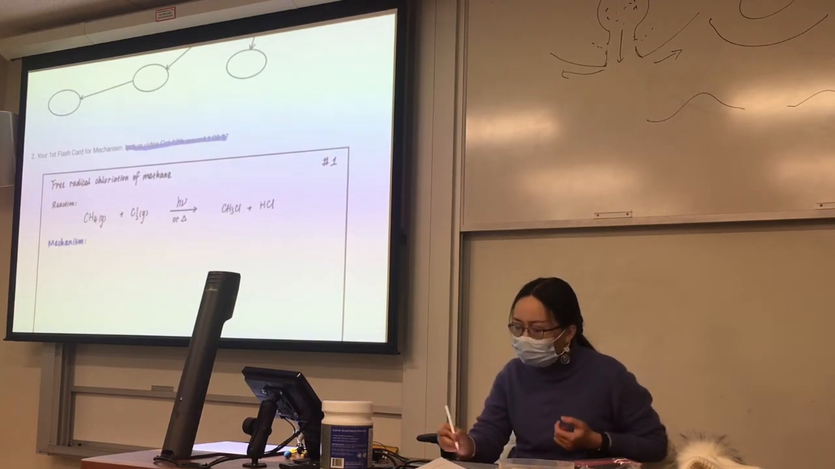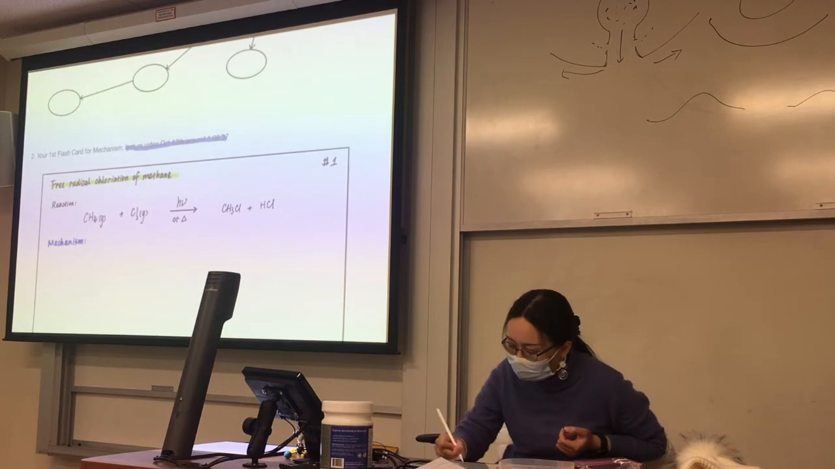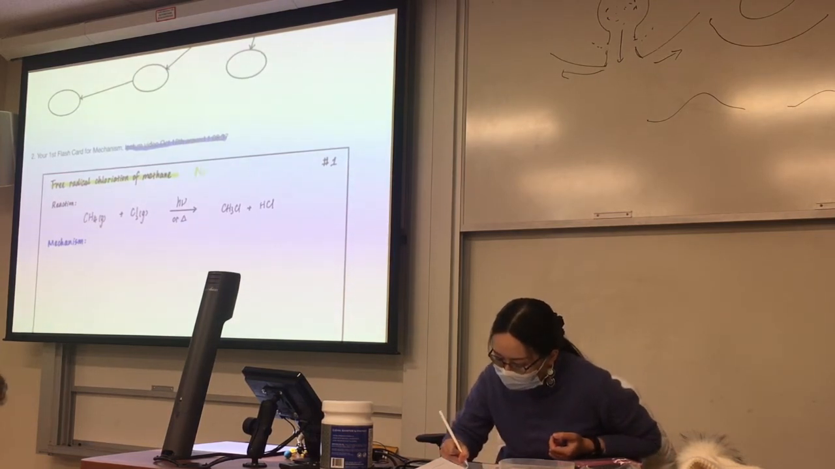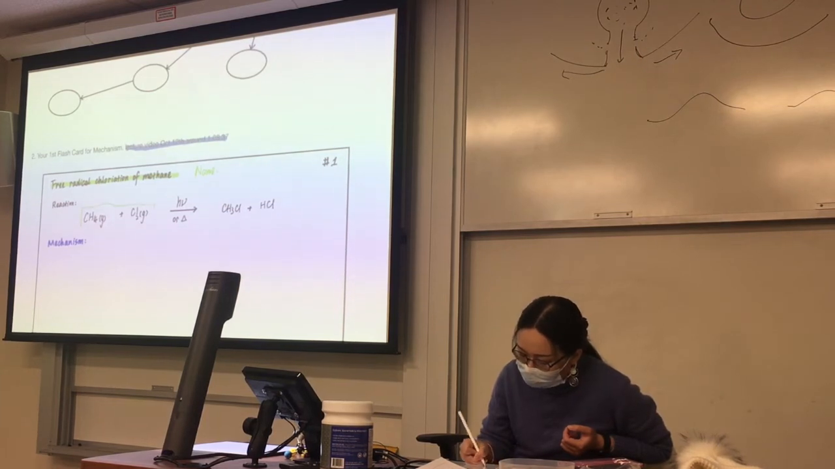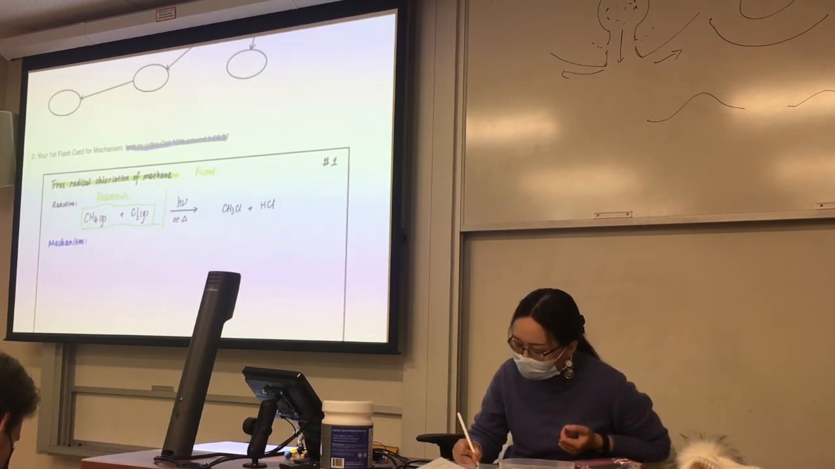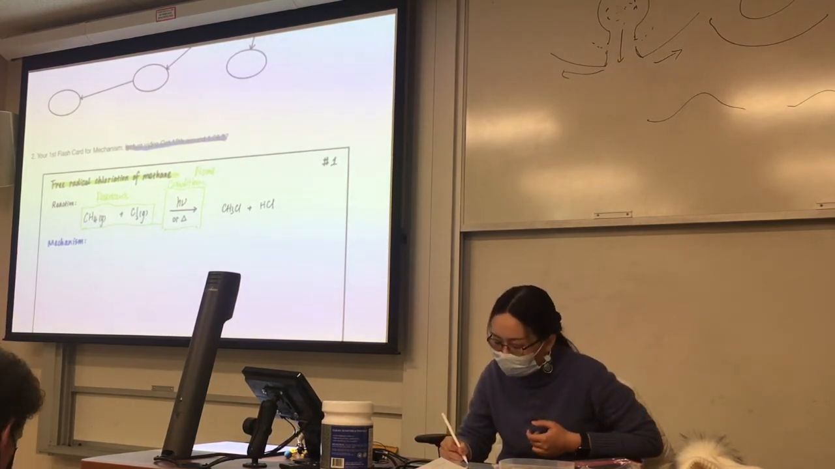So what are the mandatory parts of a flashcard? The name of it, that's the name. And a reaction, which should have reactants. That's the place for you to write reactants. These are conditions. The green parts you don't have to write. And product.